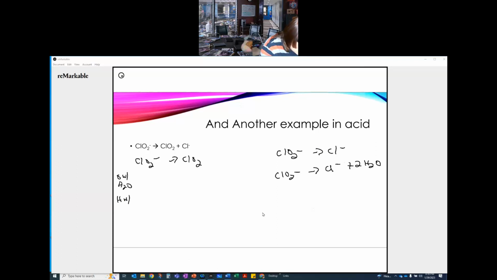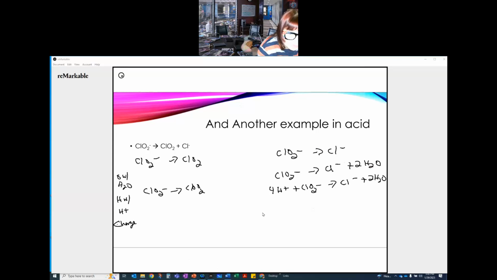H with the H plus. This one, since it was good for the oxygen, is also good on the hydrogen because there aren't any there. But on this side, I screwed up my hydrogen when I added that 2H2O. So that's 4 hydrogens that I added. So 4H plus plus ClO2 minus goes to Cl minus plus 2H2O. Okay, awesome. Now I deal with charge.